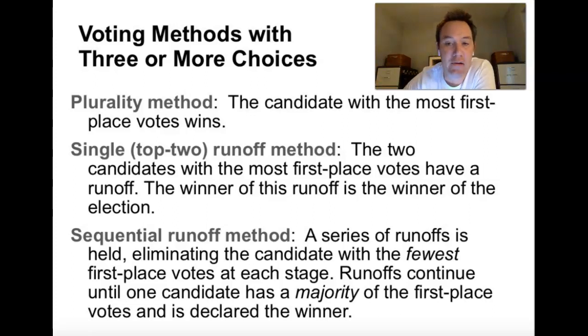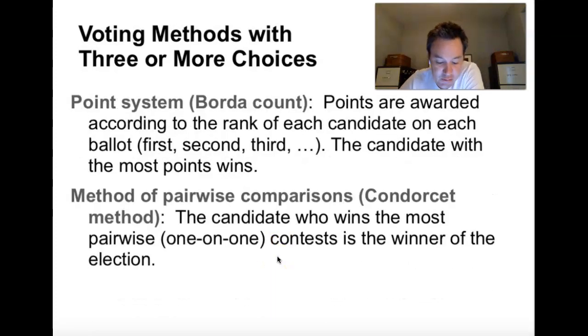You have another round. The next person with the worst record gets eliminated until you're down to 2 candidates. You do your final runoff, and the winner of the final runoff wins the election. So it's similar to the top 2 runoff method, except this one can have more rounds if there are more than 3 candidates.